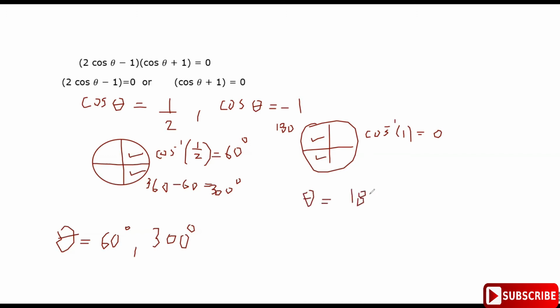So combining your two solutions, the possible values for theta are 60 degrees, 180 degrees, or 300 degrees. Nice and easy. All right, let's move right along.